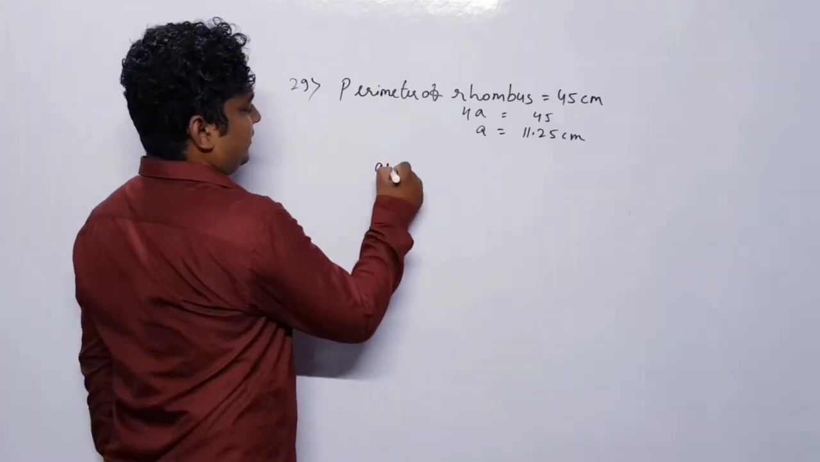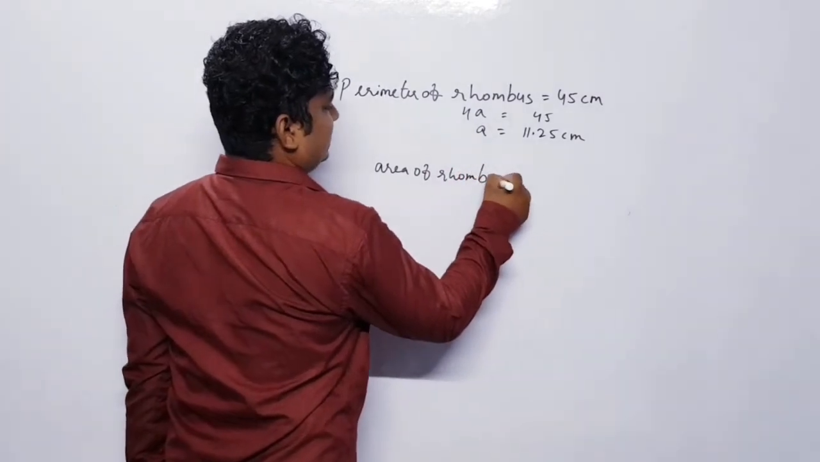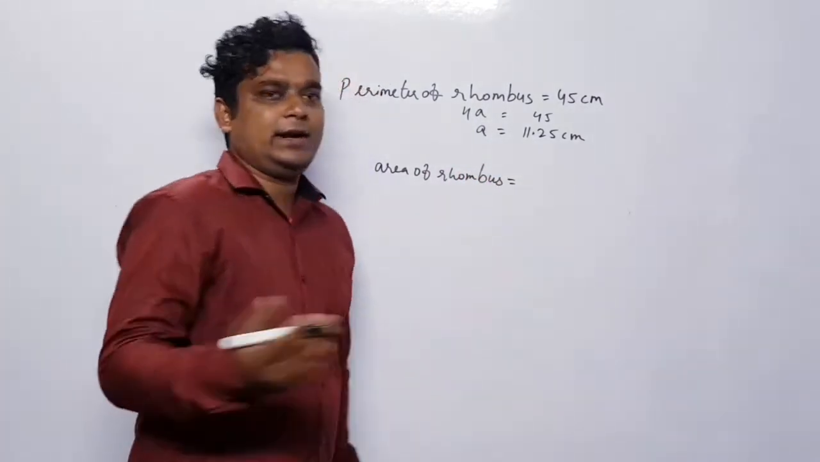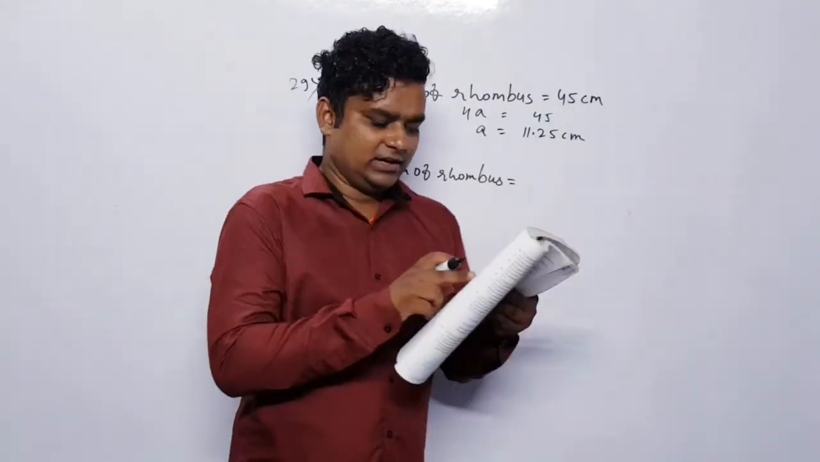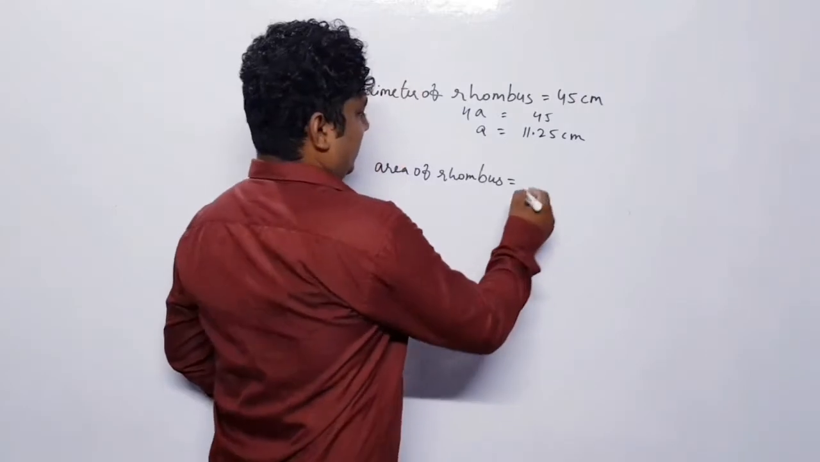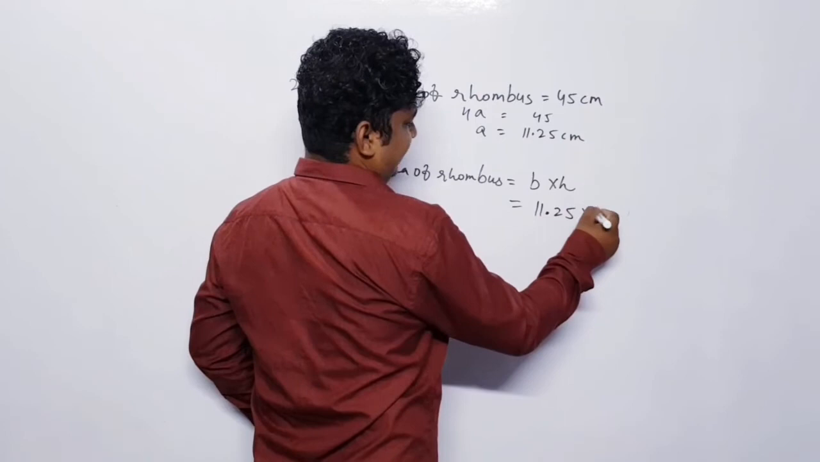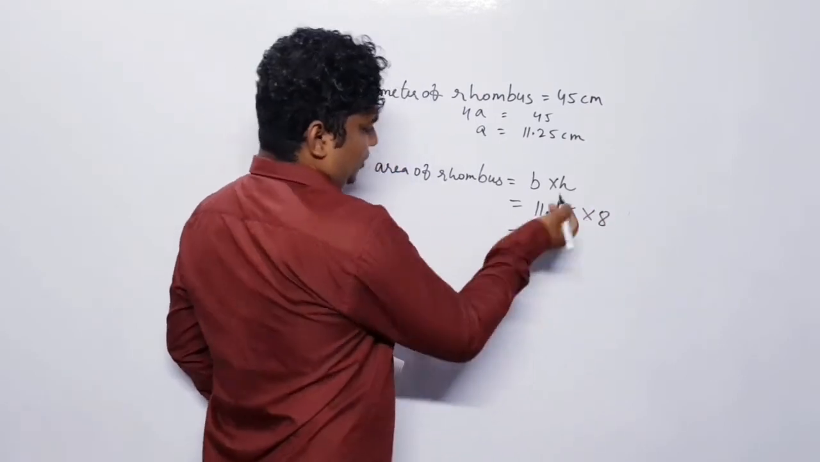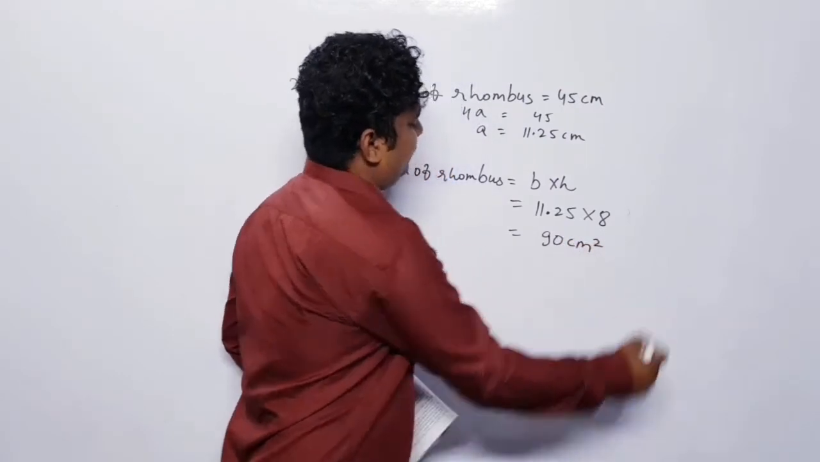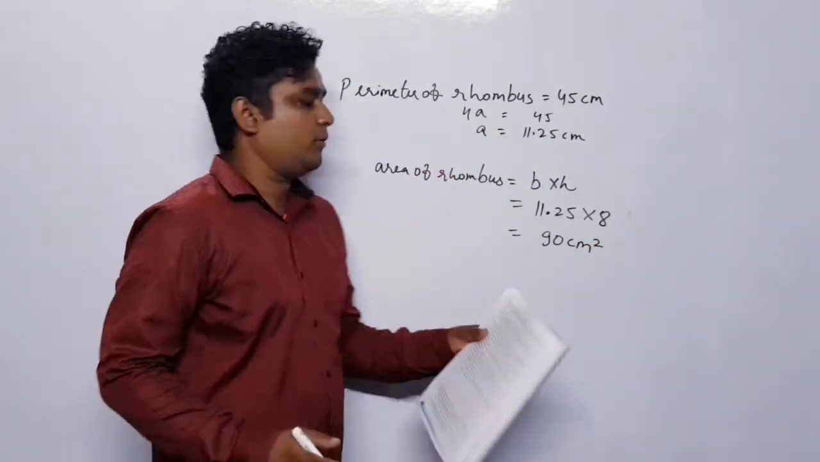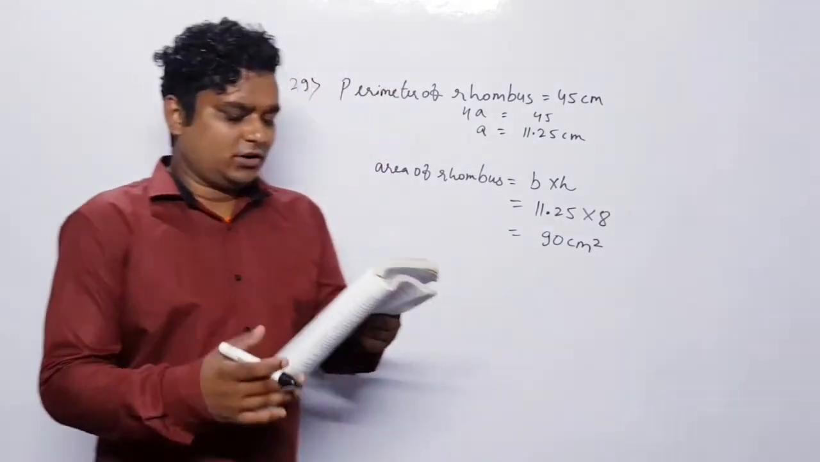So area of rhombus, we can tell that the area of a rhombus equals base into height. Height is given, so we can write base into height. Base we are taking 11.25 and height is given 8. When we multiply this, we will get 90. So the area of the rhombus is equal to 90 centimeter square. So in this order you have to solve this question.